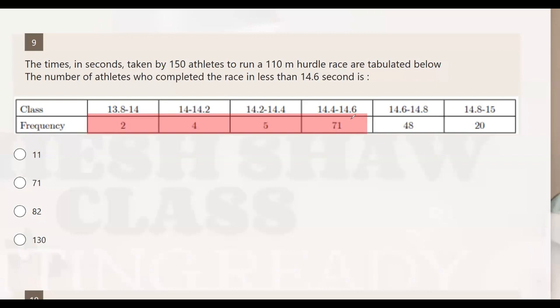So what is this? This is 71, this is 9, that is 80, 80 plus 2, 82 is the correct option. We have to find out the athletes who completed in less than 14.6 seconds. So the sum of these frequencies will give you the answer.